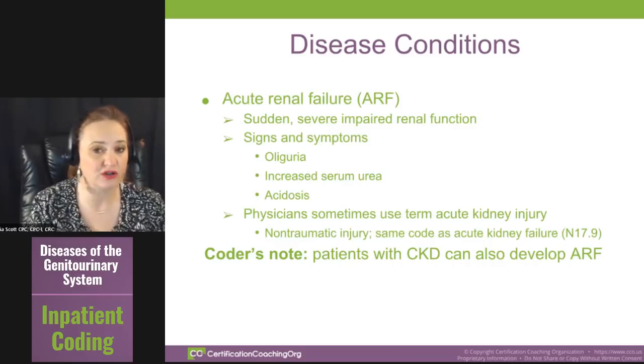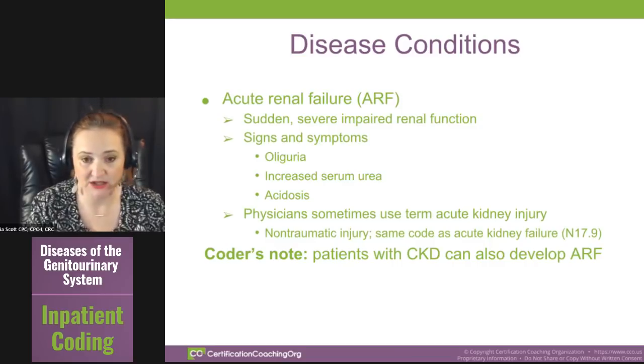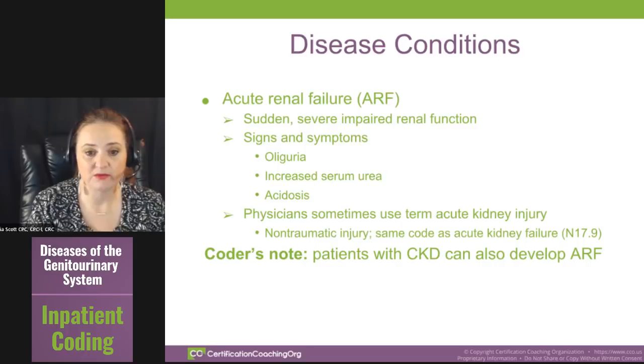Now, this is all function, everything that we've already talked about. Signs and symptoms are going to be oliguria, increased serum urea, meaning they can see that in the blood test, and acidosis. Now, when you have acidosis, again, this can be checked, and it's literally what it sounds like. You start having acidity in the urine.